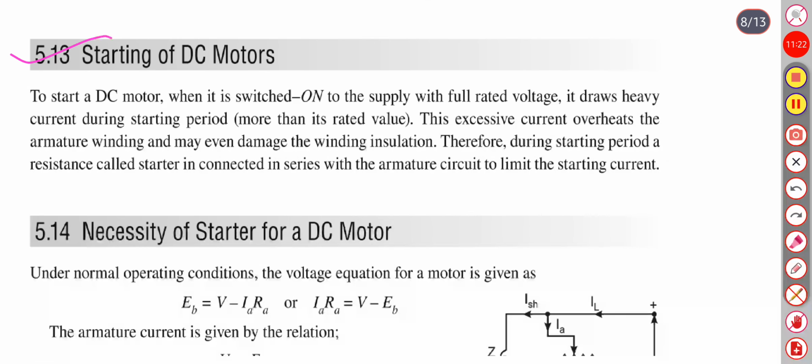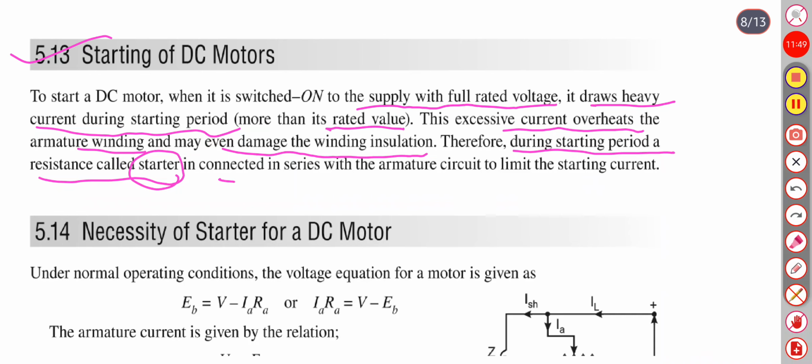To start the DC motor, when it is switched on to the supply with full rated voltage, it draws heavy current during the starting period, more than the rated value. This excessive current overheats the armature winding and may even damage the winding insulation. Therefore, during the starting period, a resistance called a starter is connected in series with the armature circuit to limit the starting current.